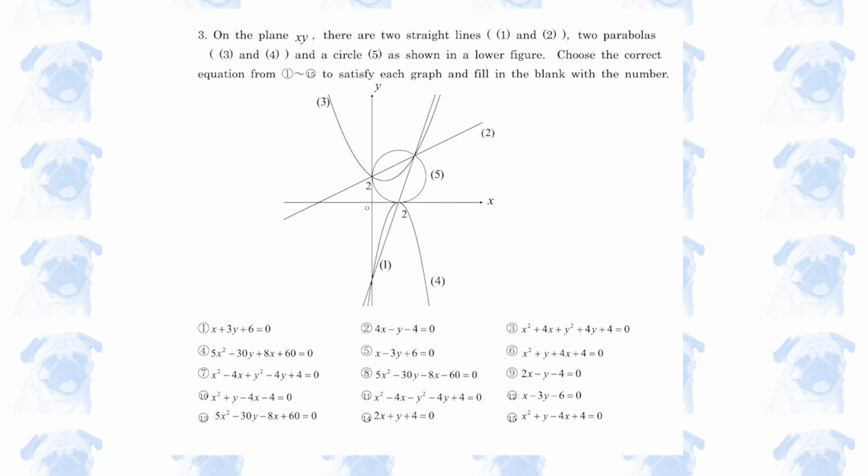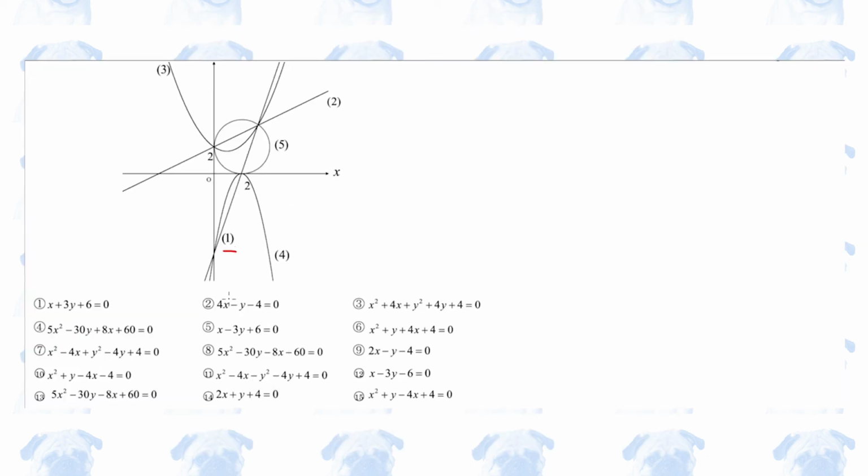Section 3. In this question, we need to find the equation that corresponds to each of these graphs. So first, number 1 seems to be this straight line here. Number 1 is a straight line, and it has a positive slope, and it goes through the point 2, 0, and it has a negative y-intercept.